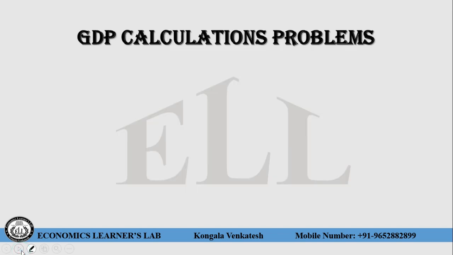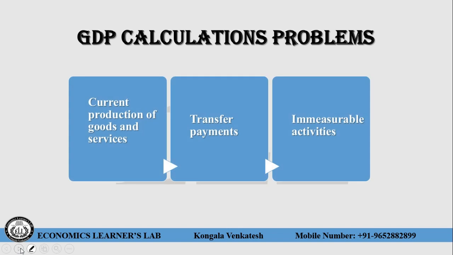Let us see GDP calculation problems. As you know, GDP includes only final production, that is, final goods. But in reality, it is very difficult to distinguish between final goods and semi-finished goods. That is one type of problem when you are calculating GDP. The second problem is government transfer payments to individuals under various schemes.